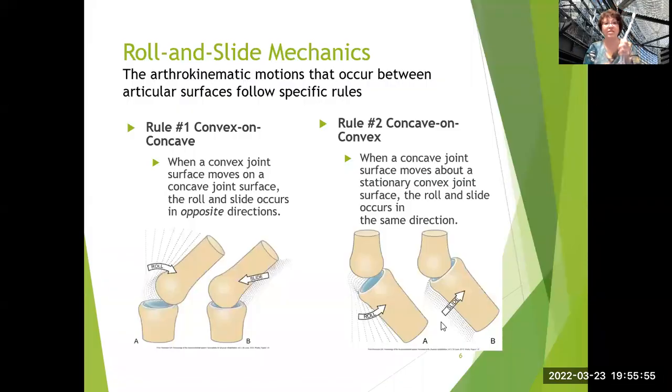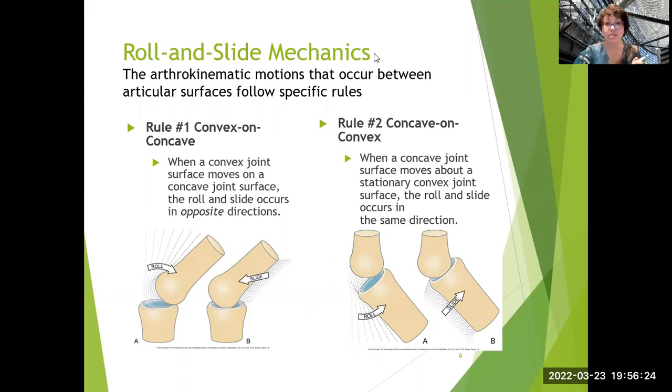So I'm going to go over that again. Convex on concave, roll and slide occur in opposite directions. So it rolls one way, and just before it's about to roll off the edge, it slides back in the other direction. Okay. Concave on convex. When a concave joint surface moves on a stationary convex joint surface, the roll and slide occur in the same direction.